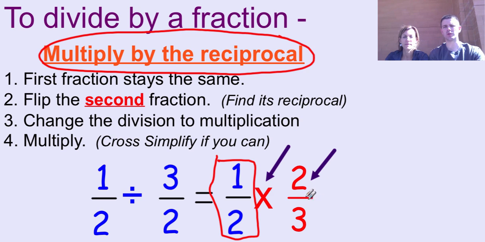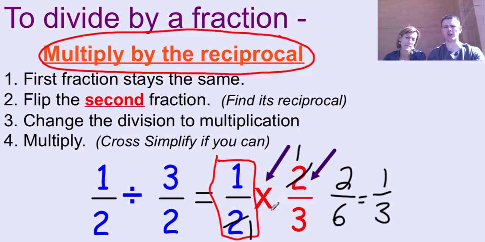Now we go ahead and do our multiplying. 1 times 2 is 2, 2 times 3 is 6, and then we simplify, and we get 1/3. If you wanted to, before you multiplied, you could have done your cross simplifying. The 2's can each be divided by 2, and it simplifies down to give us our 1/3. So it really just becomes a multiplication problem when we're done.